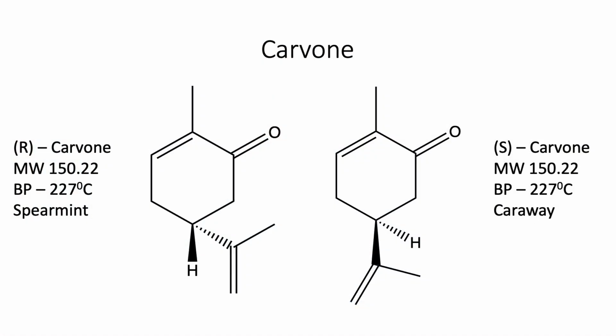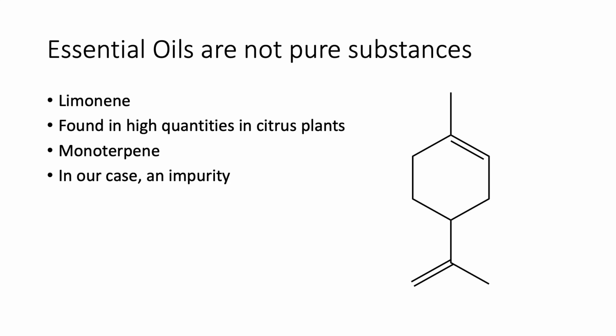So if we go back to our molecule, carvone, we can look at the two types of carvone, and these are the two isomers. They have the same molecular weight, same boiling point, but different physical properties in how they smell and how they taste. So carvone is what we care about, but essential oils are not pure substances. If we give you the spearmint oil and the caraway oil, they'll have more in them than just the carvone that we care about.